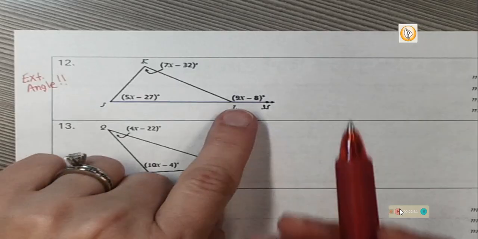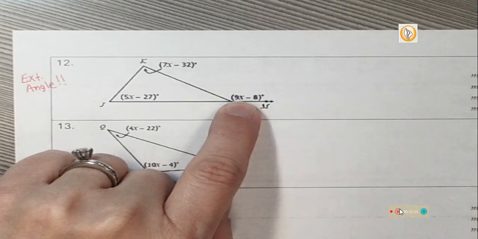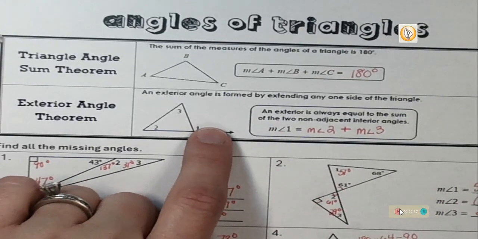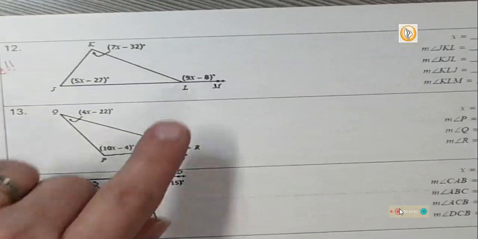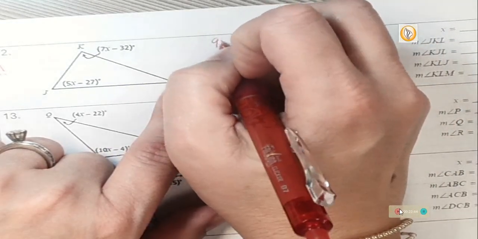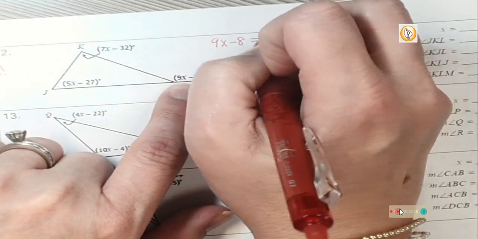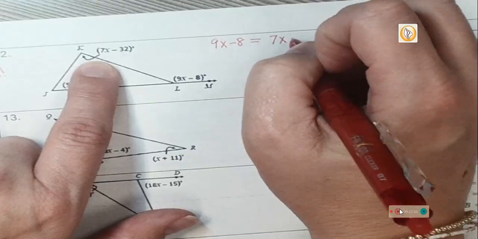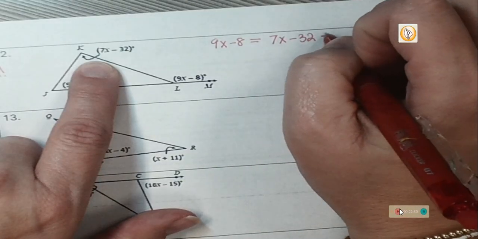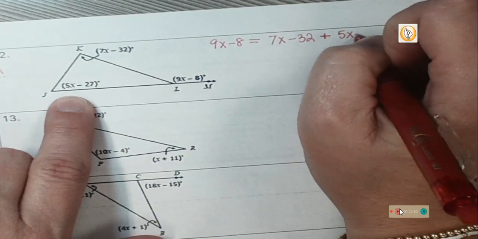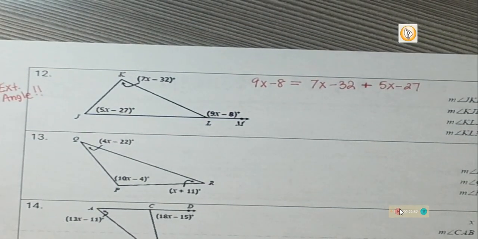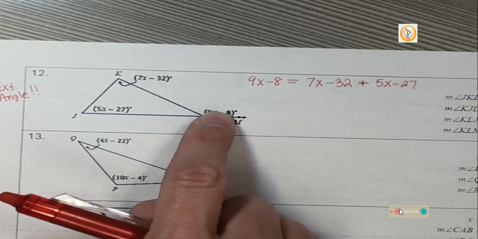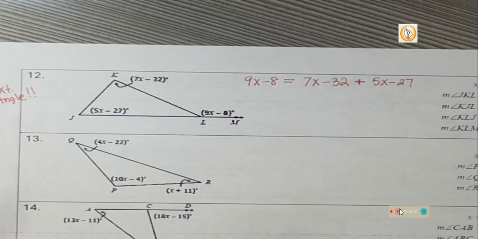All right, so as soon as you see its exterior angle, you say, ooh, exterior angle theorem, which says exterior angle equals the sum of the two non-adjacent. So this angle, 9x minus 8 equals the sum of 7x minus 32 plus 5x minus 27. Okay? Why did I do that? Because I have an exterior angle. So now I'm going to solve.